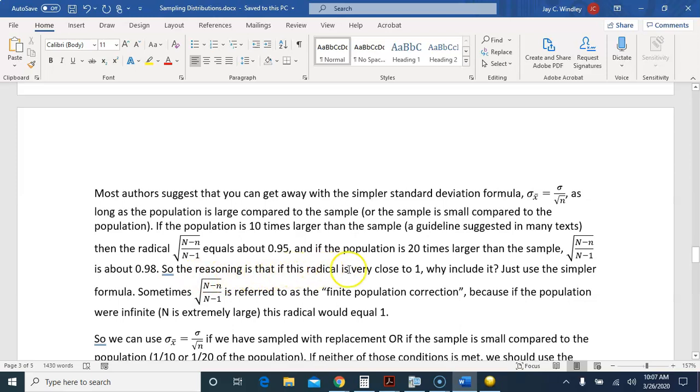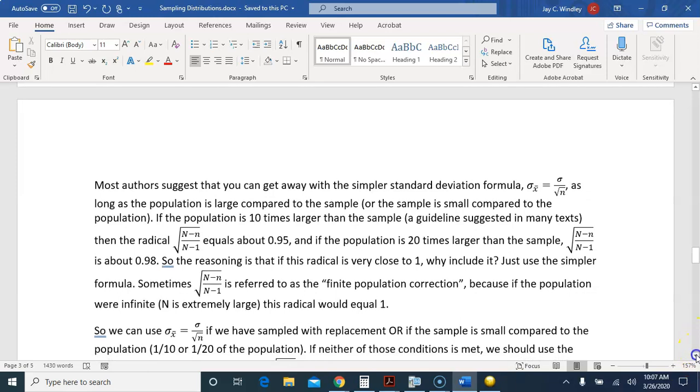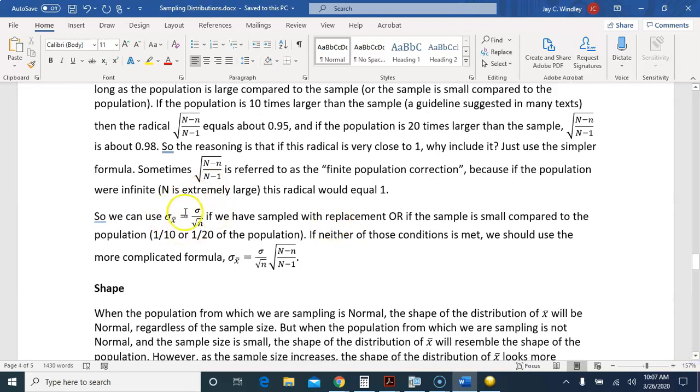The point is that this radical gets closer and closer to 1 as the population becomes really large compared to the sample. So many authors reason that if this radical is close to 1, then you can just leave off the radical and go with the more simple formula. So usually the guideline is you can use this simpler formula for the standard deviation if you're sampling with replacement, or if the sample is small compared to the population.